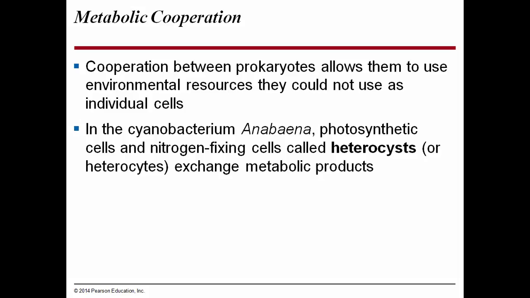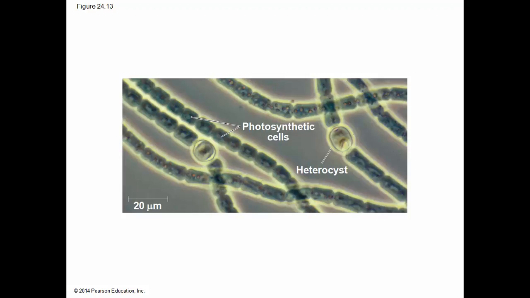Cooperation between prokaryotes allows them to use environmental resources they could not use as individual cells. In the cyanobacterium Anabaena, photosynthetic cells and nitrogen-fixing cells called heterocysts exchange metabolic products. So here's a strain of Anabaena. It's a bacterial chain, and here we have the photosynthetic cells, and then there are related non-photosynthetic cells that fix nitrogen. The cells that fix nitrogen supply that nutrient to the photosynthetic cells, and the photosynthetic cells help supply other nutrients to the heterocysts.